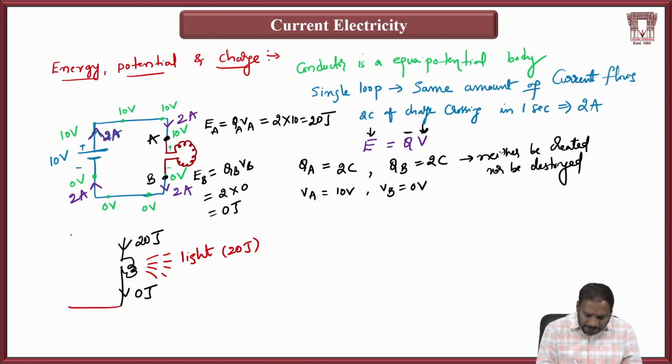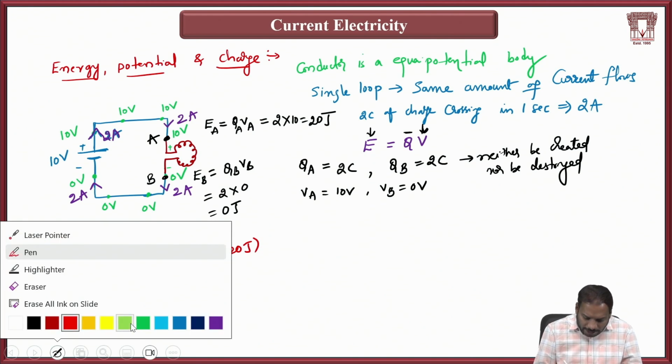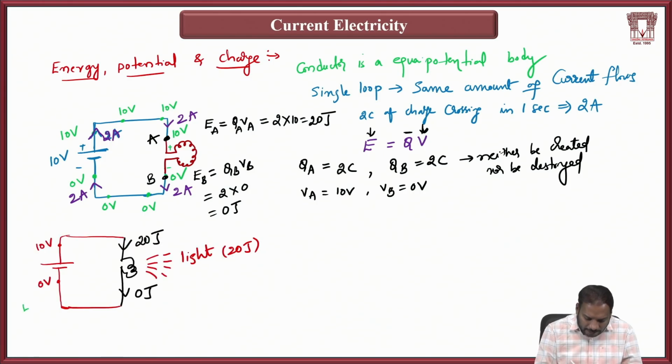So I'll try to extend this. And what have I connected here? The battery. Okay, now at this point, what is the potential? 0 volts. At this point, what is the potential? 10 volts. Now, what is the energy of the charges here? Energy is nothing but how much? 0 joules.